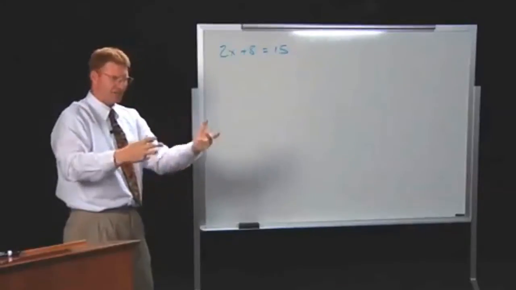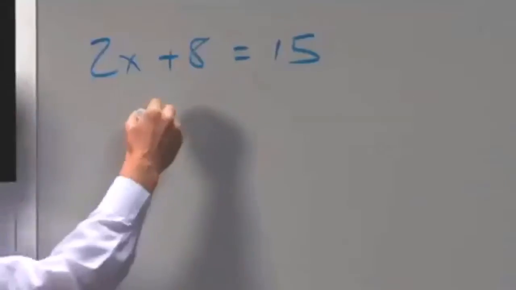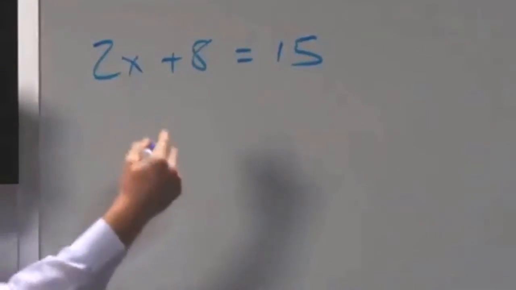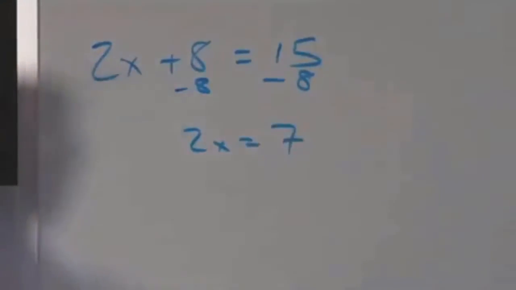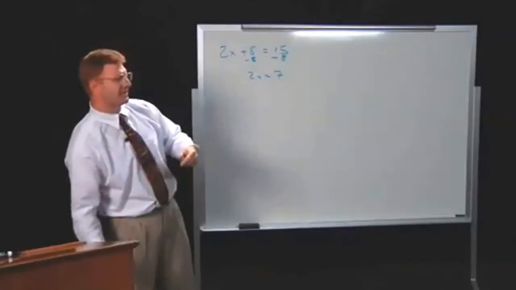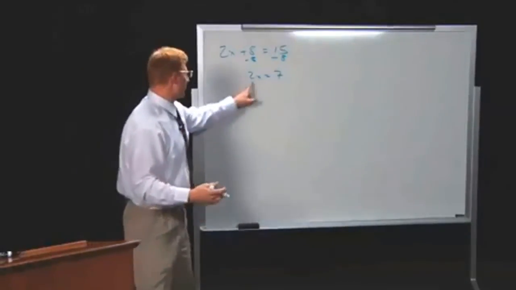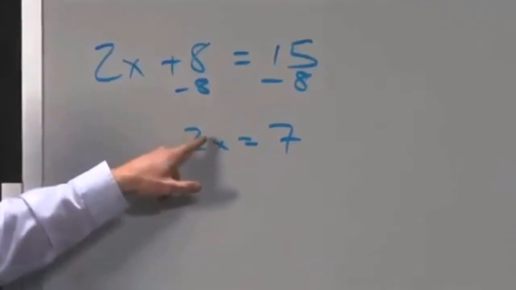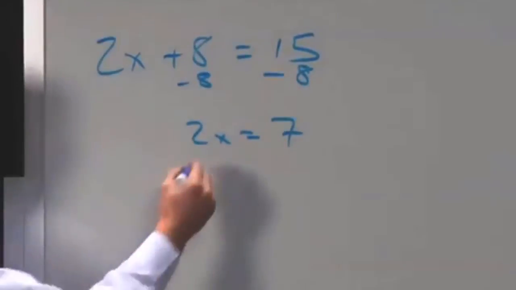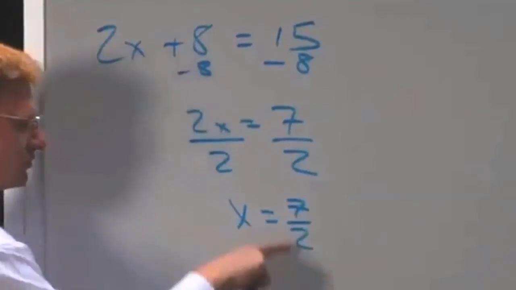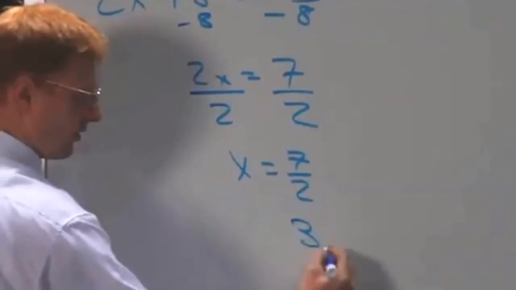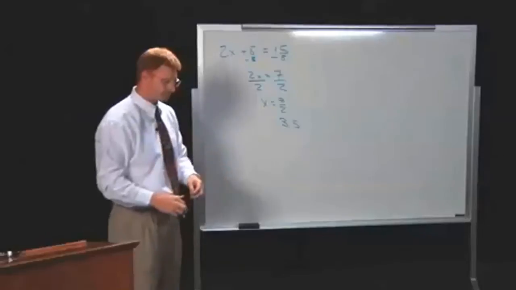You're going to peel off just like an artichoke. Get the x by itself by first getting rid of the positive 8. You do that, well, subtract 8 on both sides. 2x equals 7. So now I have 2 times what equals 7? I don't know. How do we get rid of that 2? Well, it's attached with a multiplication, so we get rid of it with divide. So we have x equals 7 divided by 2. You can leave it as 7 halves or as 3.5, either way.